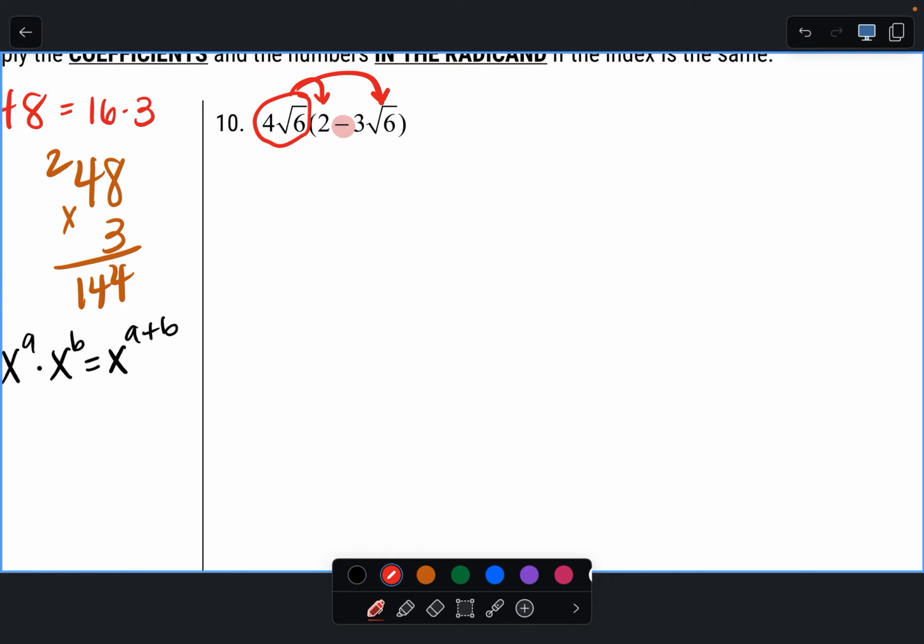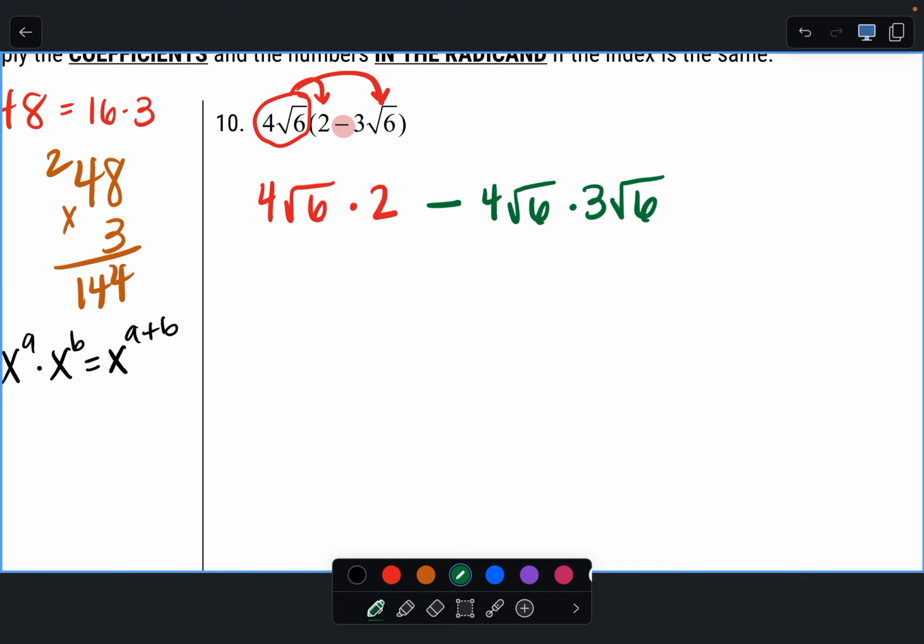So then I'm going to go to my next one. 2 square roots of 6 times 4 square roots of 3. So outside times outside is going to give me 8. 2 times 4 is 8. Inside times inside, I have 6 times 3. So that's going to give me 18.